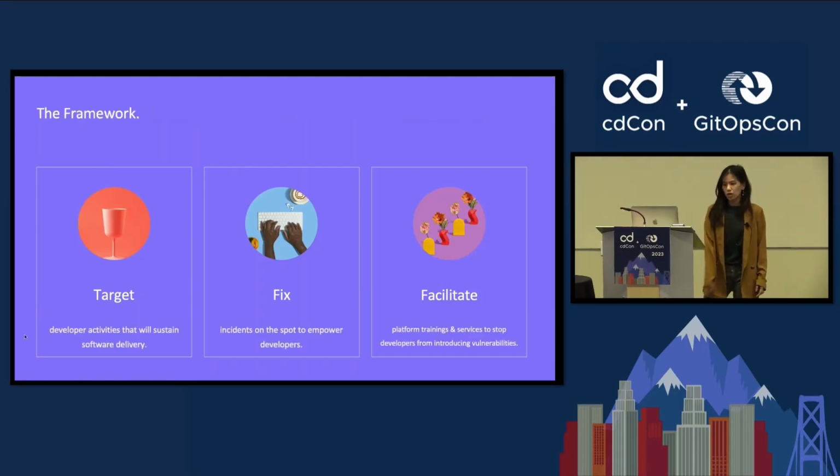So the first part of this is a framework. The three things that you want to be doing are targeting developer activities that will sustain software delivery, fixing incidents on the spot to empower developers, and facilitating platform trainings and services to stop developers from introducing vulnerabilities. So we'll talk about each of these things in more detail in this talk.